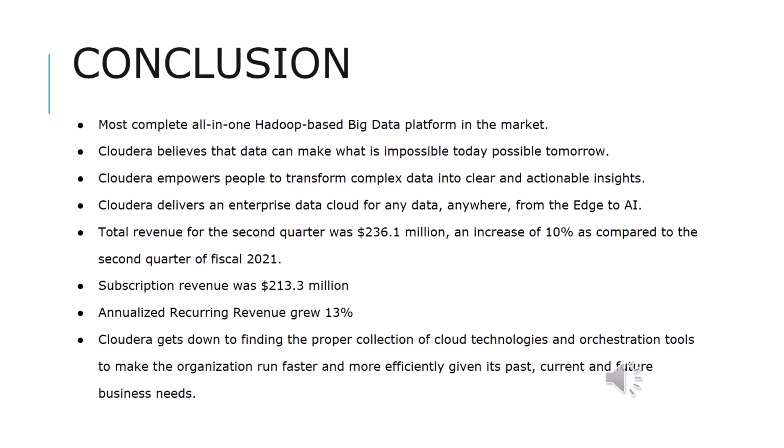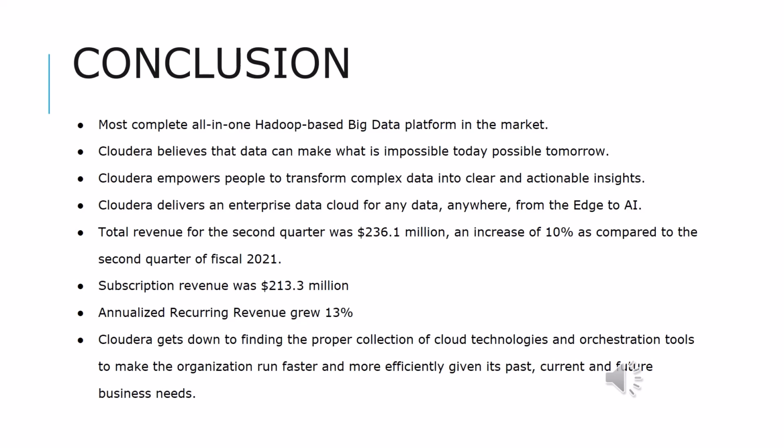Conclusion: Cloudera is the most complete all-in-one Hadoop-based big data platform in the market. They believe that data can make what is impossible today possible tomorrow. Cloudera empowers people to transform complex data into clear and actionable insight. Cloudera delivers an enterprise data cloud for any data anywhere, from edge to AI. Their main focus is to become an end-to-end platform from edge to AI and the most popular and used big data platform on the cloud.